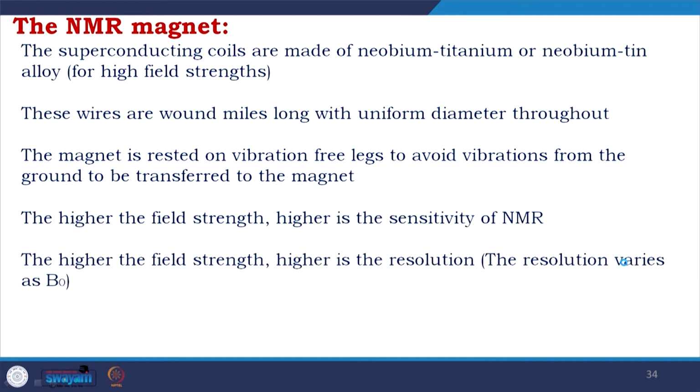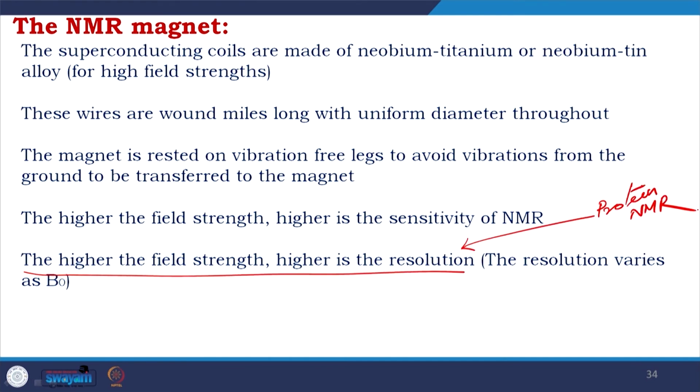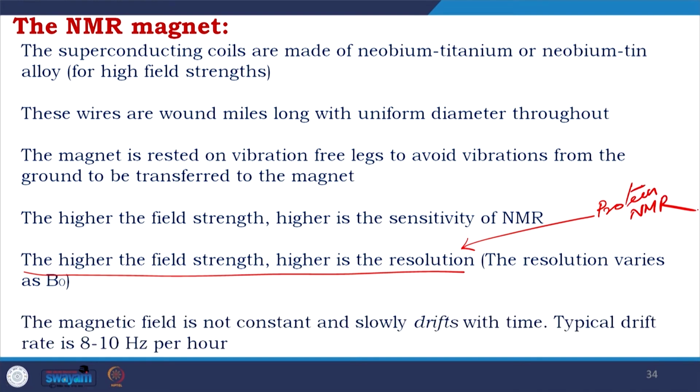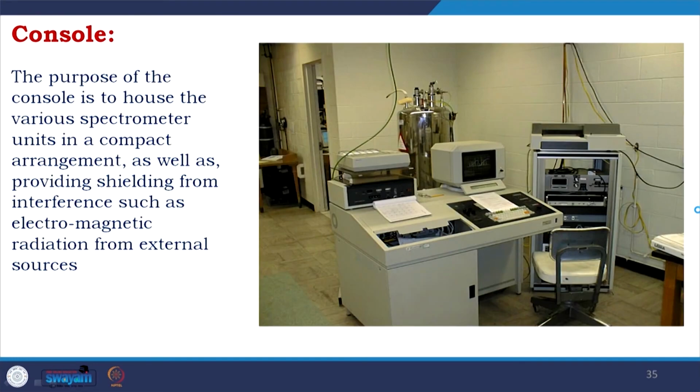The higher the field strength, the higher the resolution. So, when you increase the field strength, you increase the resolution. About this we will discuss specially when we discuss protein NMR. The magnetic field is not constant and slowly drifts with time. Typical drift rate is 8 to 10 hertz per hour. So, this you have to include in your experimental considerations.